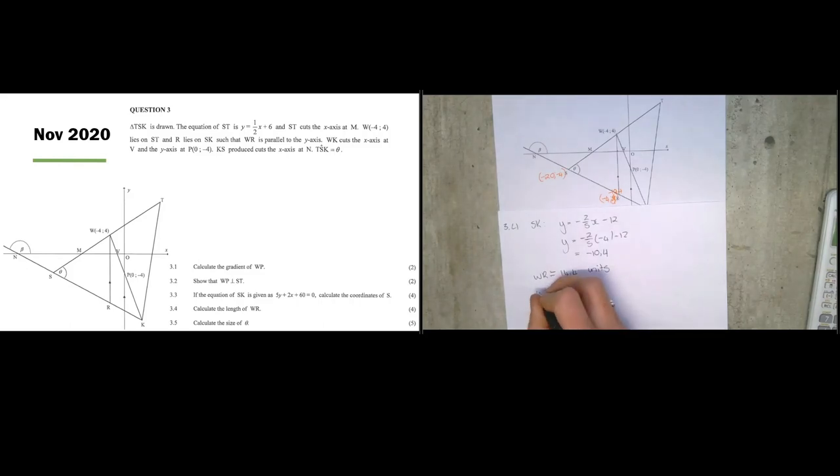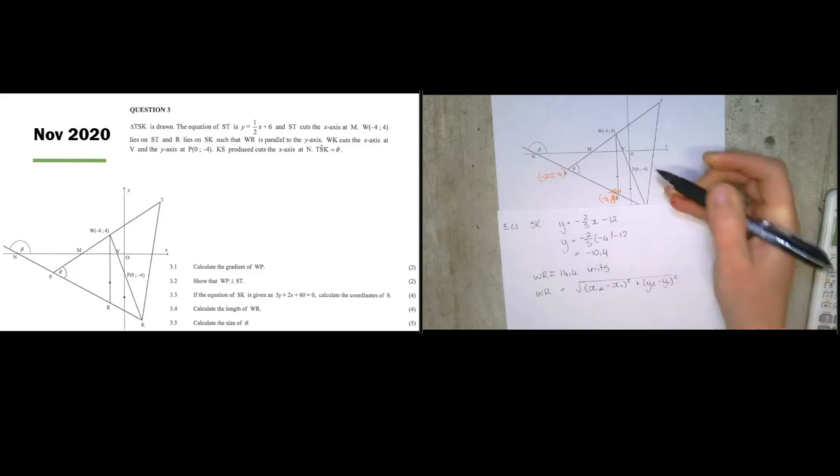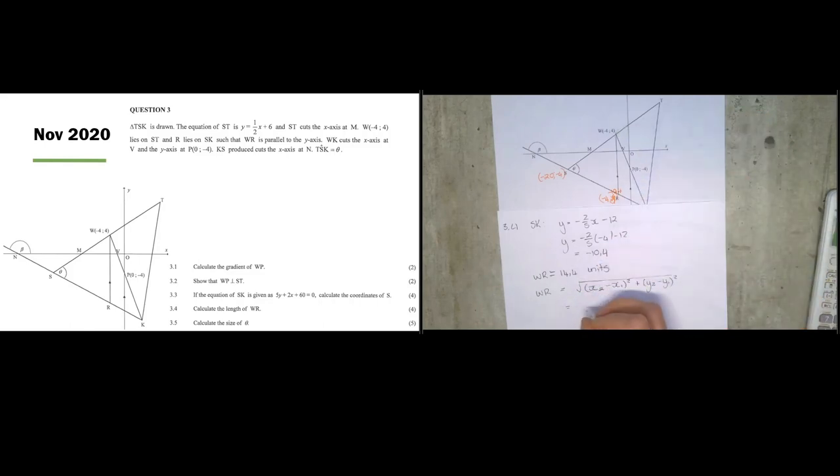So I can also say WR equals the square root of x from my second coordinate minus x from my first, squared, plus y from my second minus y from my first, squared, and I can use coordinate W and coordinate R. So if I use my distance formula and substitute it in, I can go negative 4 minus, remember it's a negative again, in a bracket, squared, plus negative 10.4 minus 4, squared, and get the same answer of 14.4 units.